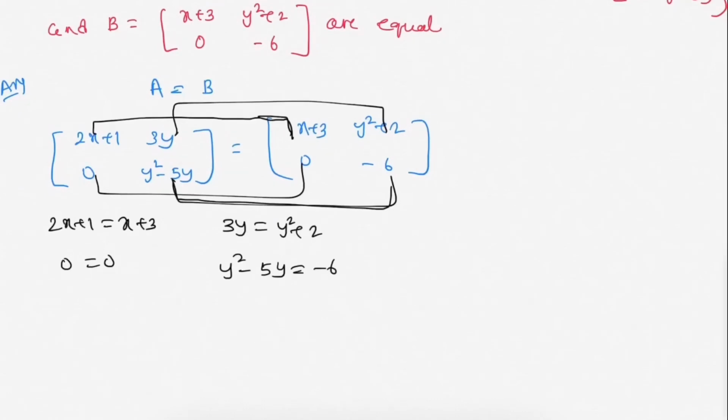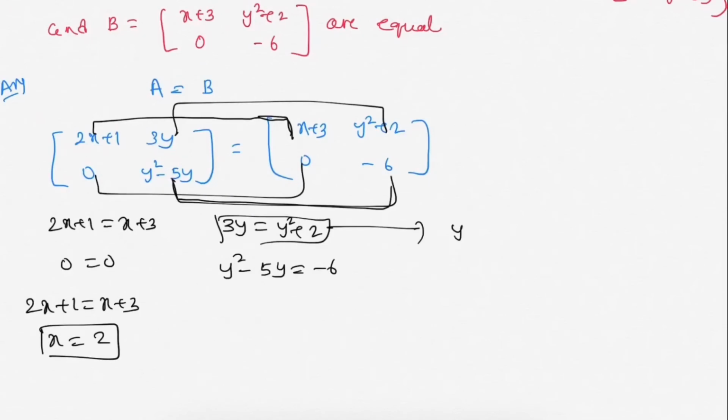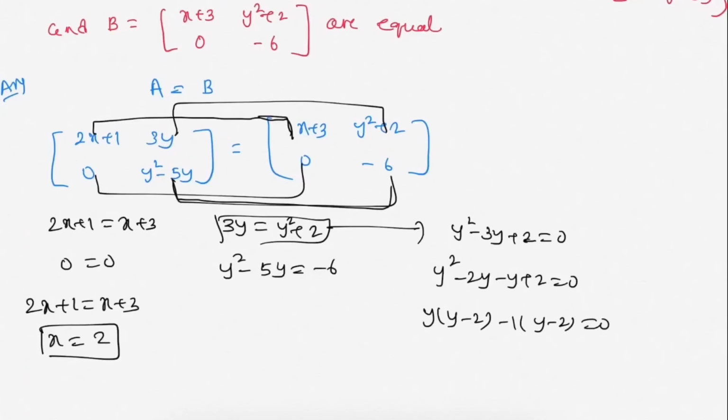Now solve the equations. 2x plus 1 equal to x plus 3 gives x equal to 2. Then solve for y. From 3y equal to y square plus 2, we get y square minus 3y plus 2 equal to 0. Factorizing, y square minus 2y minus y plus 2 equal to 0, so y into y minus 2, minus 1 into y minus 2, equal to 0. That is y minus 1 into y minus 2 equal to 0, so y equal to 1 or y equal to 2.